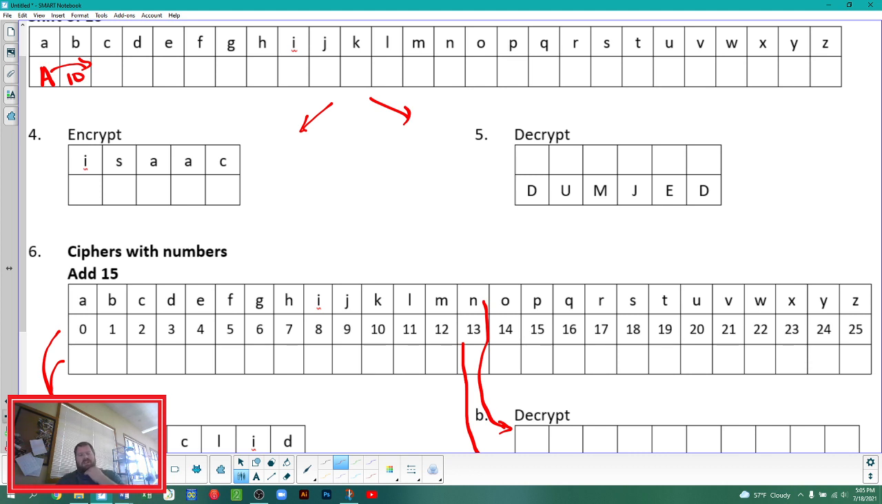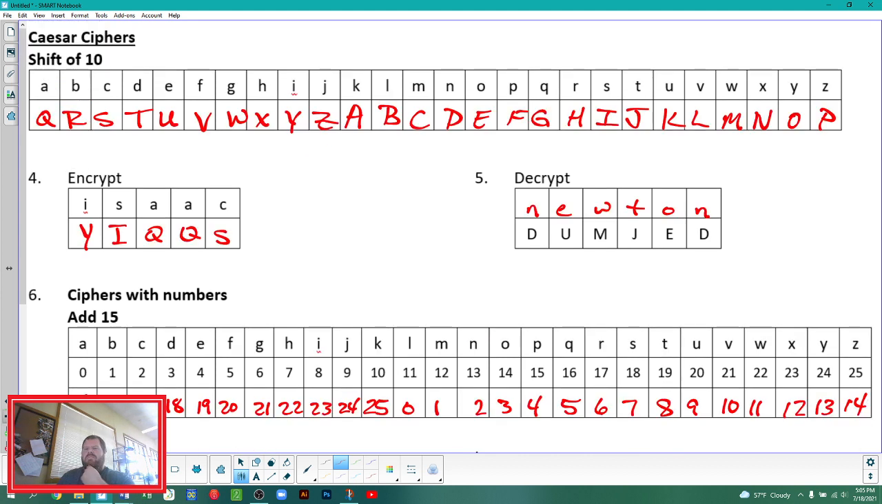Hopefully you had a chance to do that. If you didn't, you better, because I'm going to spoil the answers right now. So a shift of 10, a Caesar shift of 10, brings the ciphertext A under the plaintext K. So in a sense, that's moving my ciphertext to the right. Okay. Now with the encryption and decryption, Isaac becomes YIQQS, and Newton is the deciphered or unciphered version of DUMJED. Okay, so we're going with Isaac Newton on that one.